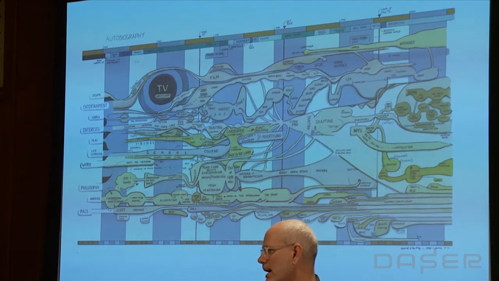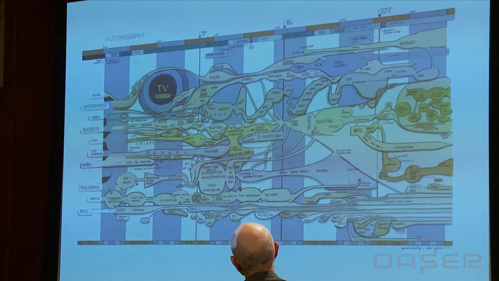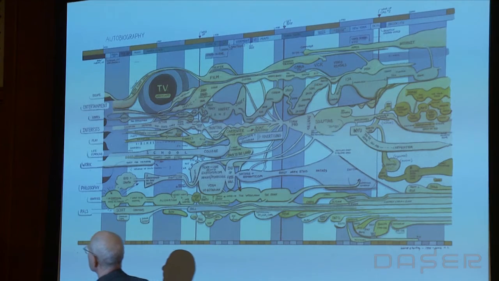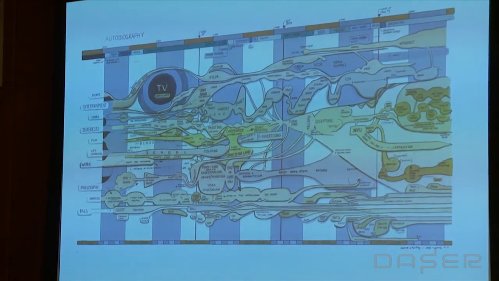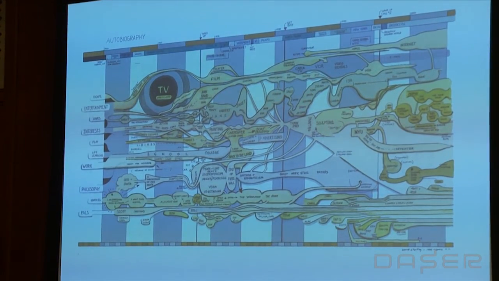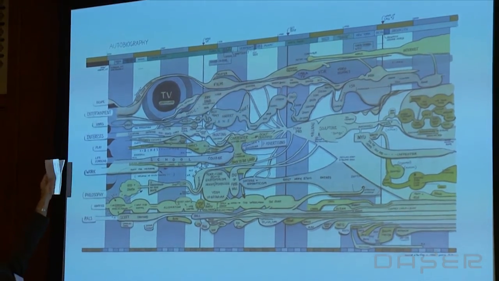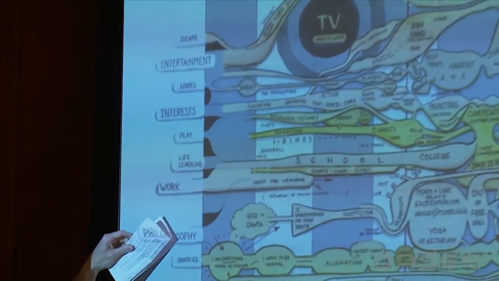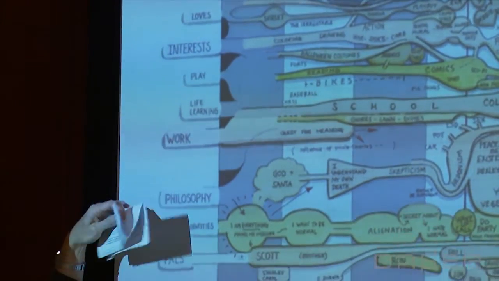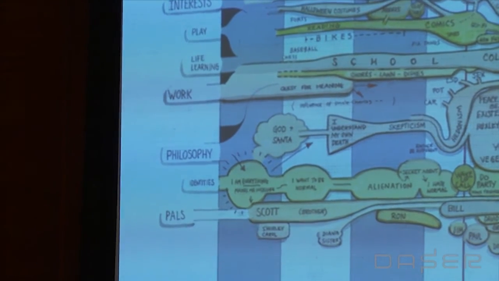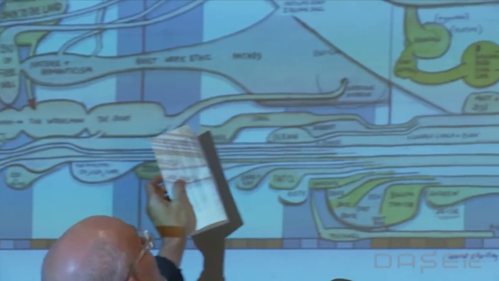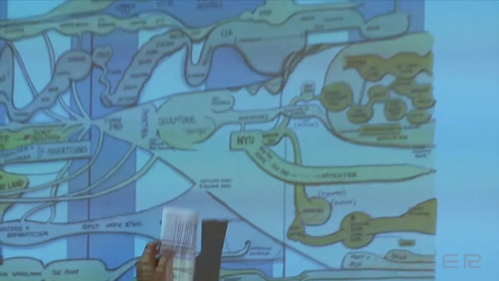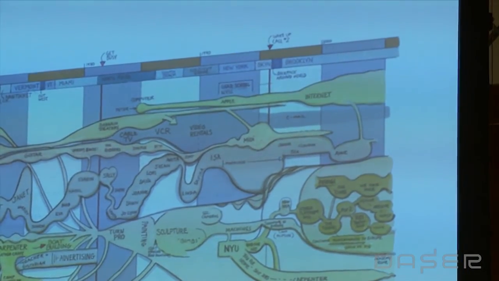This actually happens to be my autobiography. And in this one, what I did was I divided my life into categories. It starts off with my escapism and entertainment. It has loves, interests, things I did to play, work, my particular philosophy, the kind of self-identifications I had, and my friends. And it takes me through my conception and birth to when I turned professional as an artist, and it just shows a lot of stuff.